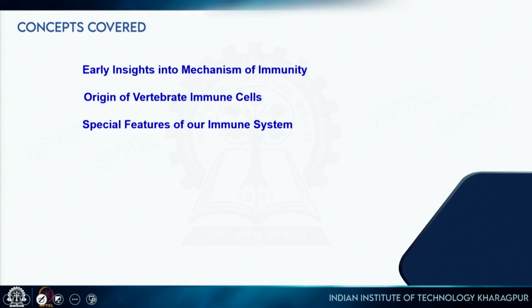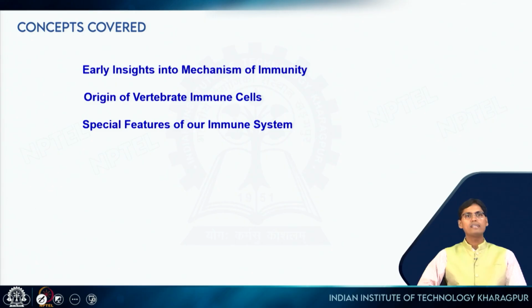Here we will learn about the early insights into the mechanism of immunity, followed by the origin of vertebrate immune cells. We have different types of immune cells, so where they are coming from, I am going to discuss that. I would also like to discuss in this lecture the special features of our immune system.